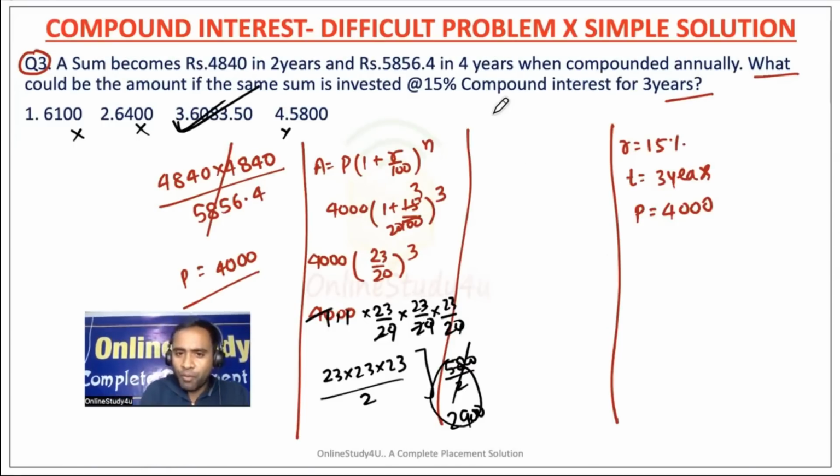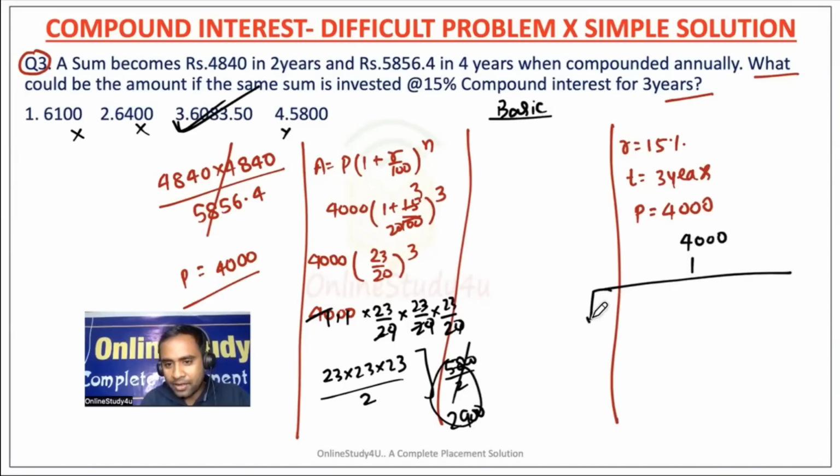Now, sir, what is the basic method? If I don't remember the formula, how will I solve compound interest? Compound interest, I will make it very, very easy for you, friends. Basically 4000 rupees is there, and this question I will also answer later in an easier way. The interest is 15% for the first year, second year, and then third year, right? So for the first year, what will be the interest? 4000 at 15%.